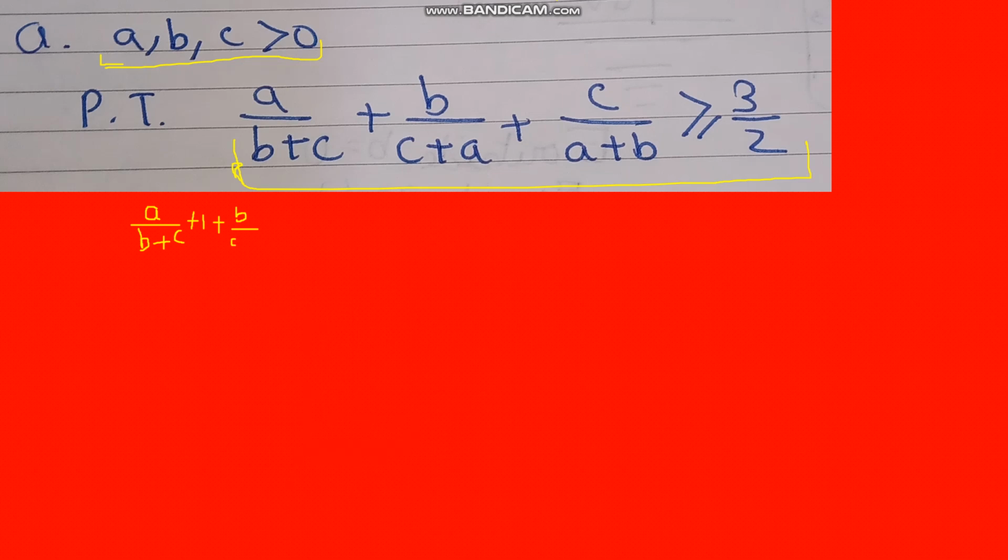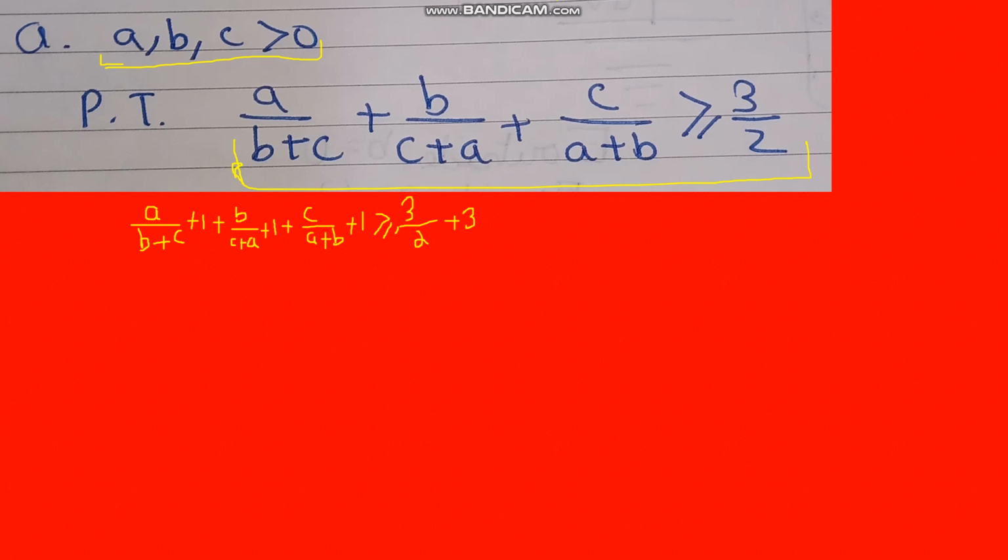This is C plus A, right? And we can add plus 1 again. We are adding 1 to each term. This is our present scenario. By A plus B, again plus 1. Right? We have added 3 ones here, so we must add 3 to the RHS. We added plus 3.